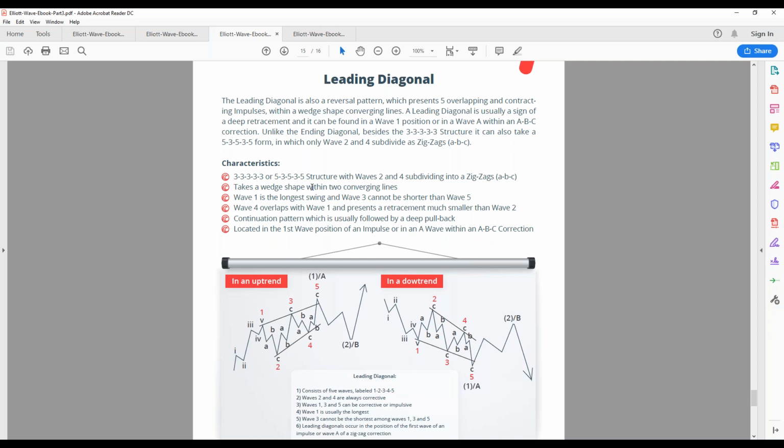And wave 3 cannot be shorter than wave 5, right? Usually I'm not comfortable. Sometimes, as I said, wave 3 is the shortest swing, but on very rare occasions, and I'm not comfortable labeling that type. Usually wave 3 is not shorter than wave 5. Now, wave 4 also overlaps, similar to the ending diagonal. Of course, they're diagonals. In all diagonals, wave 4 overlaps with wave 1, okay? And wave 2 retracement is sharper than wave 4.